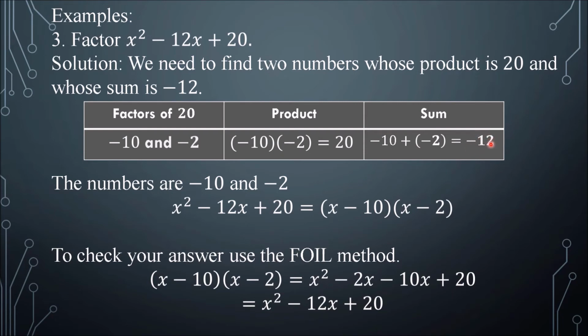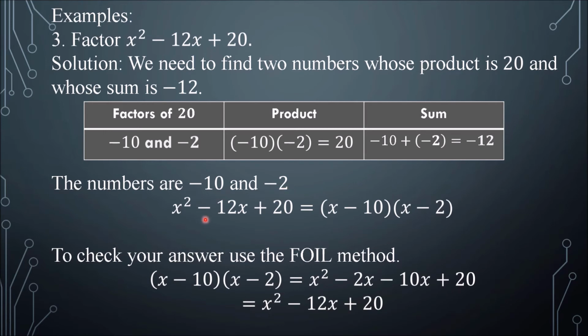Okay? So those are the two numbers, negative 10 and negative 2. Why not negative 4 and negative 5? Because negative 4 and negative 5 have a sum of negative 9. And that's not the sum that we want. So we want to have negative 12 as our sum. Therefore, the two numbers are negative 10 and negative 2.